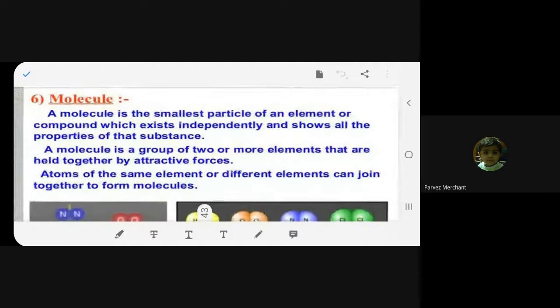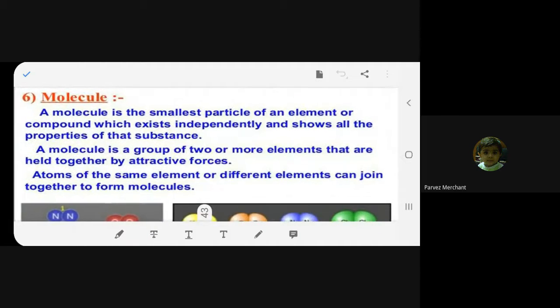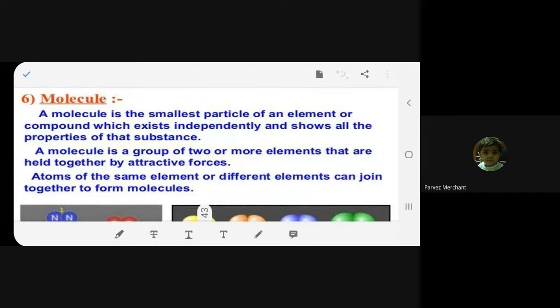I've taken different slides on the same topic. Yes, ma'am. It is giving you some extra information, and moreover, it will be a part of your revision as well. Okay. Yes, ma'am. Let's start.